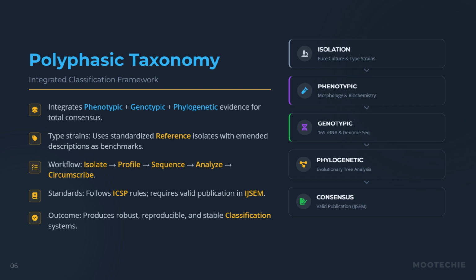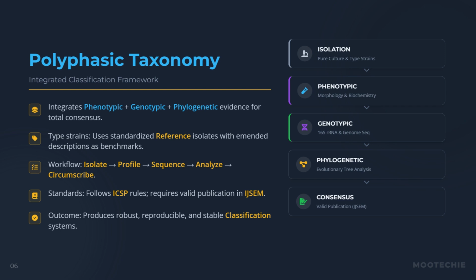The general workflow flows from isolate to phenotypic profile to genetic sequence to comprehensive analysis and finally to circumscribing, or formally defining, the new taxon. It follows standards set by bodies like the ICSP, the International Committee on Systematics of Prokaryotes, and requires valid publication in a journal like the IJSEM, the International Journal of Systematic and Evolutionary Microbiology. The final outcome is a robust, reproducible, and stable classification system that stands up to scientific scrutiny.